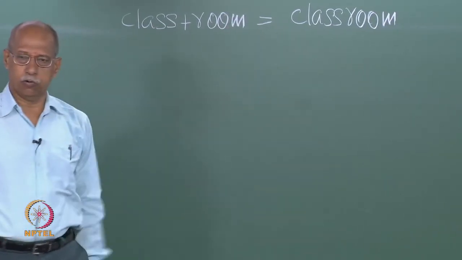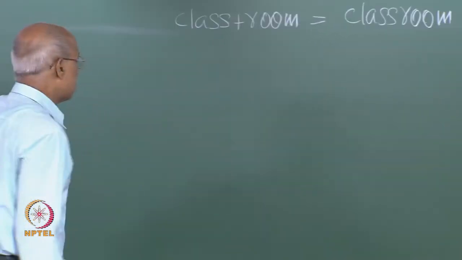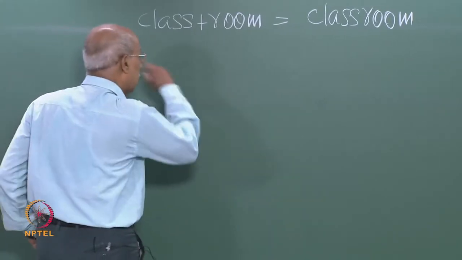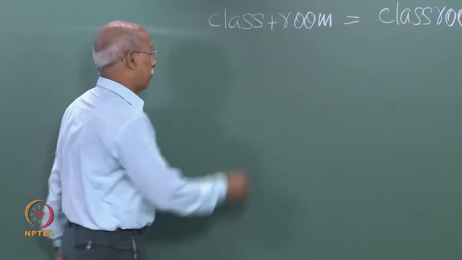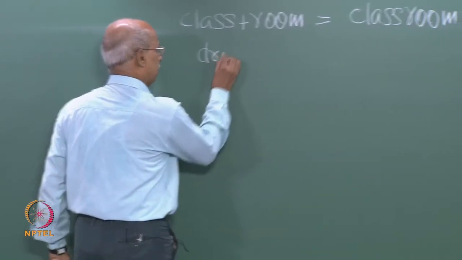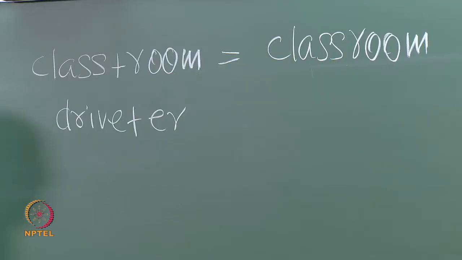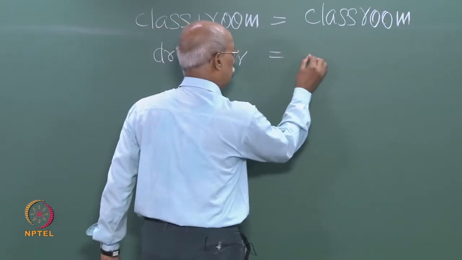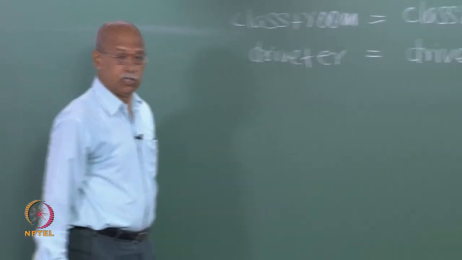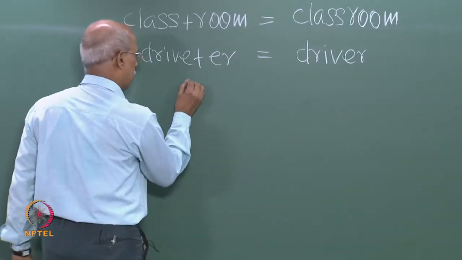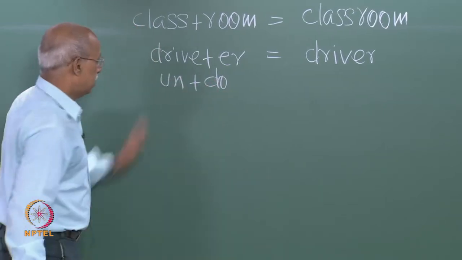In all languages of the world, we have this process. There is a second process. We can take one word and part of another word. Say, for example, you can have drive and you can add a part of another word and you get a new word, which is driver. Or you can have one word, add something else.